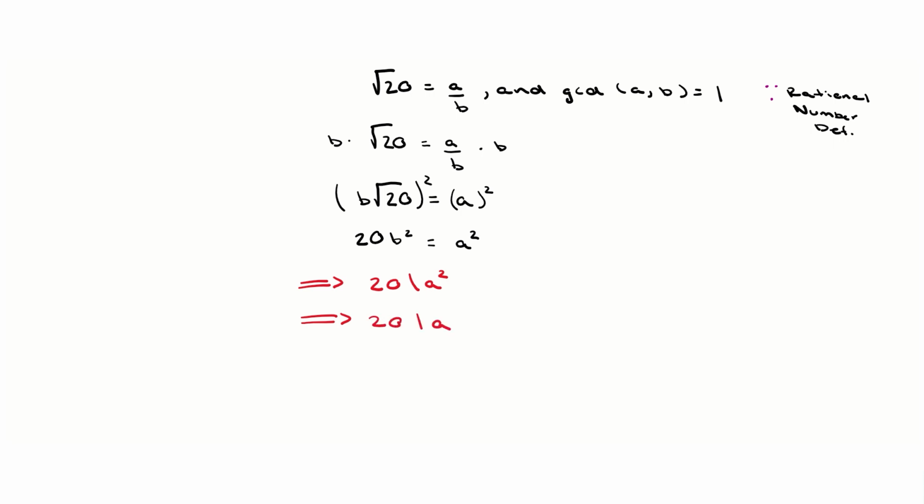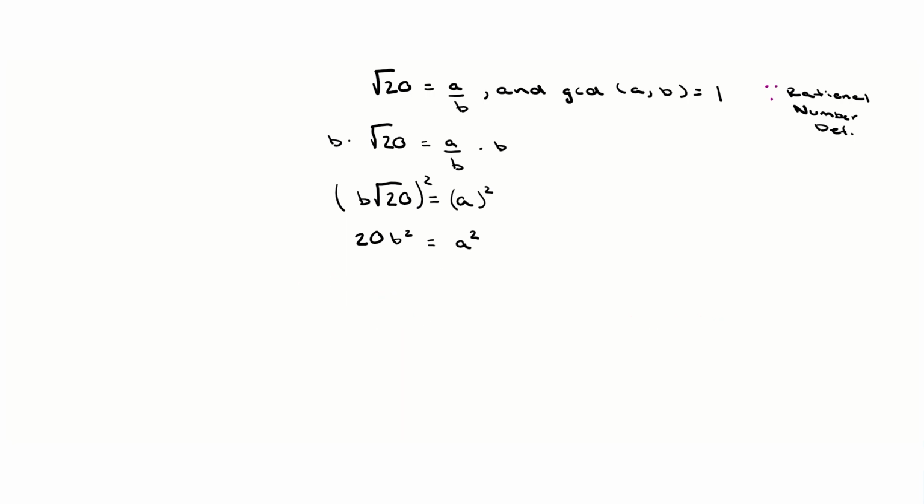However, this line of reasoning doesn't hold true. For example, 20 does divide 10 squared, so 20 does divide 100, but 20 does not divide 10. So this line of reasoning is not going to hold. Most notably because 20 is not a prime number, and for this to hold, we need a prime number.